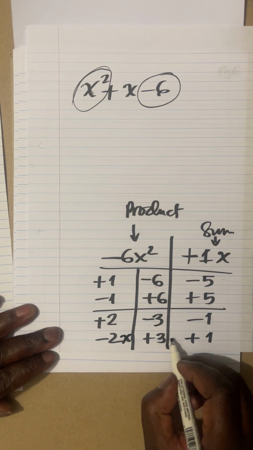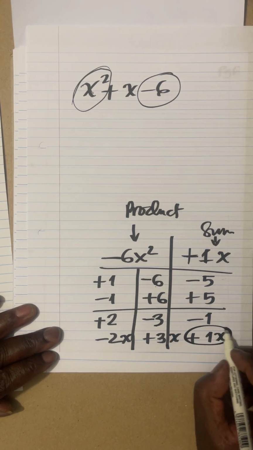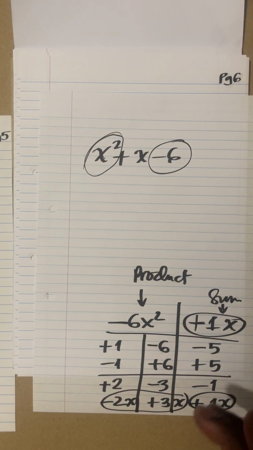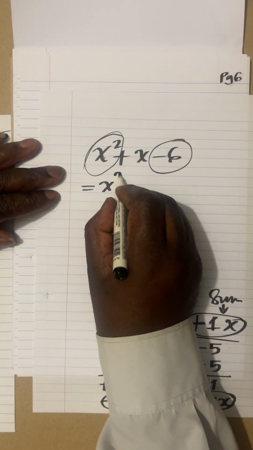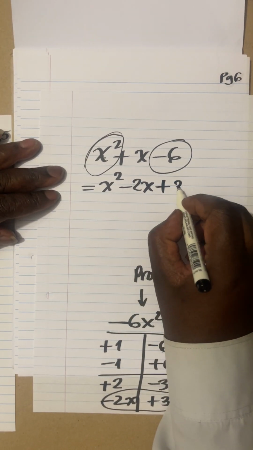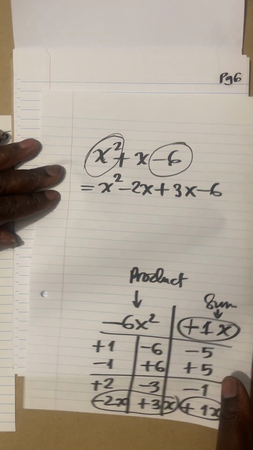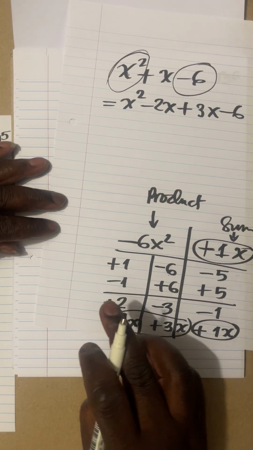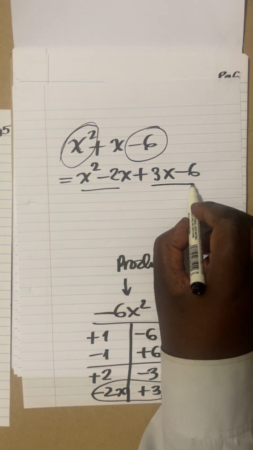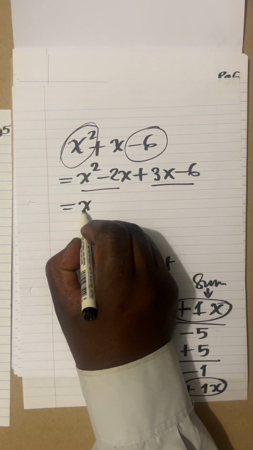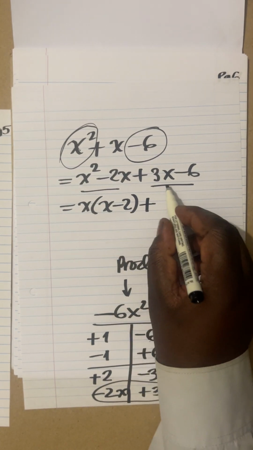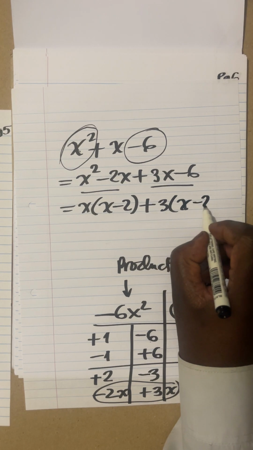So I put x, and I know there's an x there. It means these two terms must come into the center as follows. So this is equal to x squared, and instead of x, I'm going to put minus 2x plus 3x minus 6. Then I'm going to use grouping of terms. The common factor in the first group is x: x into x squared, x into minus 2x minus 2, plus the common factor 3, and then we have x minus 2 as well.